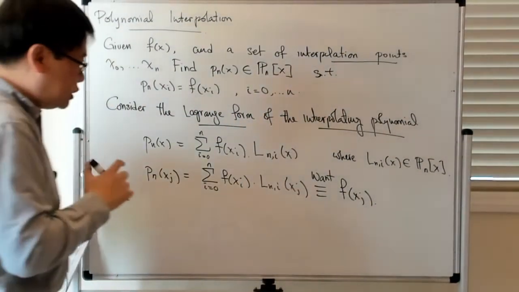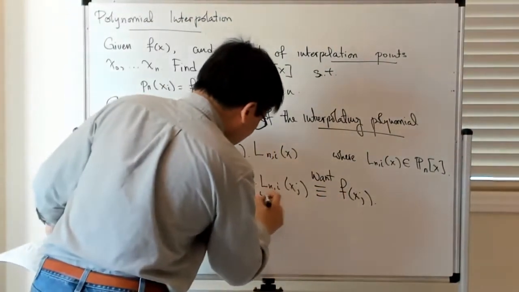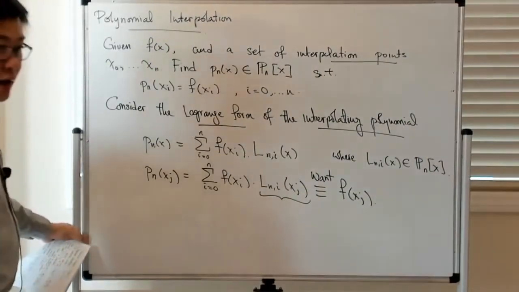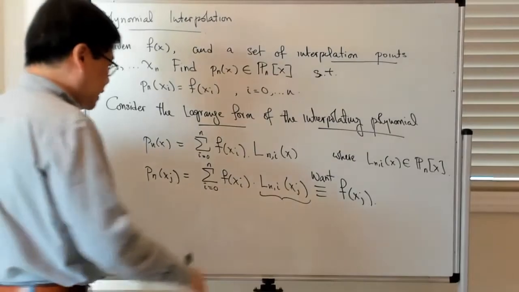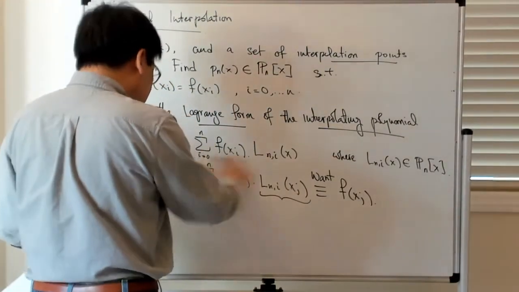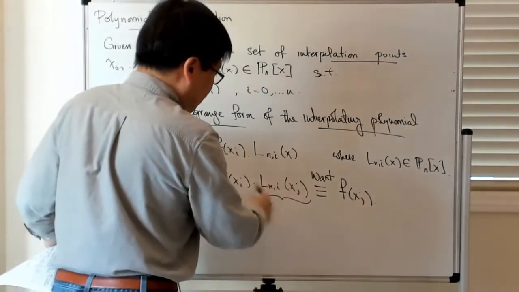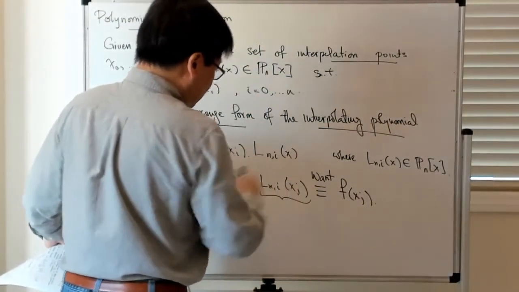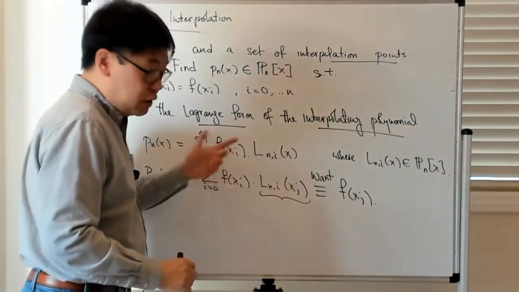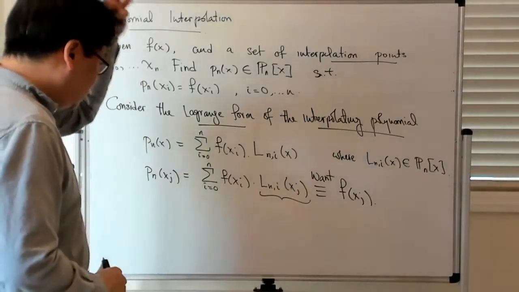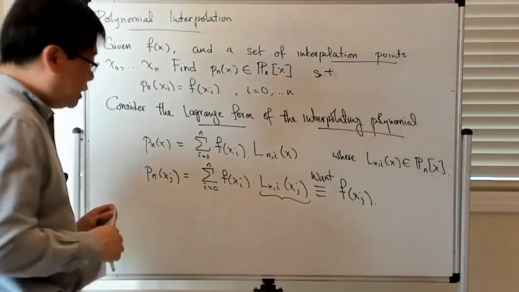So that's the interpolation condition. It's easy to convince yourself that if that's what you want, then you want this L n i evaluated at xj to have a certain property. Since you want this condition to hold for any possible function f, and you want to pick these Lagrange polynomials in such a way that they can work with any given function, what you'd like this thing to satisfy is what's called the Kronecker delta property.